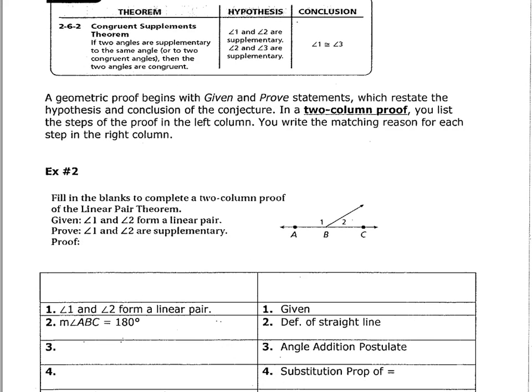Your congruent supplements theorem states that if two angles are supplementary to the same angle, then the two angles are congruent. So if angle 1 and angle 2 are supplementary, or add up to 180 degrees, and angle 2 and angle 3 are also supplementary, what that means is that angle 1 and angle 3 are congruent.